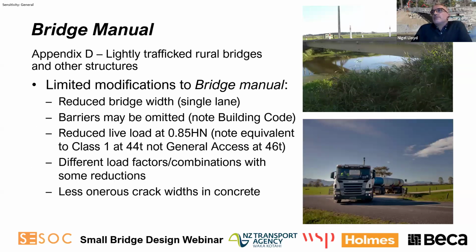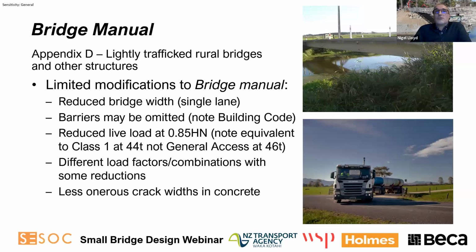Specifically, the list of modifications is not that long, but they're here. They allow you to have reduced width. It could be that you don't need a footway. You can have a lane width narrower than 3.5 meters if that's what's suitable for the environment, particularly for a private bridge, of course. Barriers can be omitted, or it may be appropriate just to put something more like a pedestrian rail or even a wooden fence on there, noting that there still is a requirement in the building code for protection from falling.